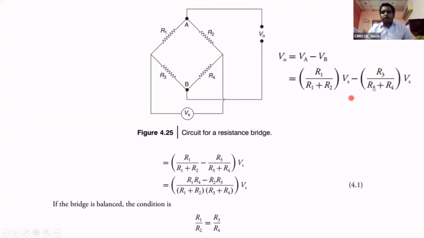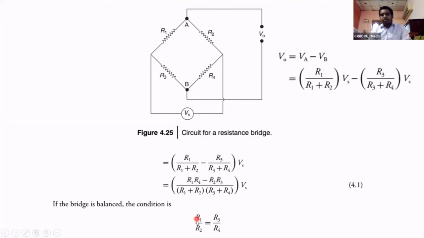So VA can be written as R1 by R1 plus R2 into Vs. VB can be written as R3 by R3 plus R4 into Vs by using the voltage division rule. I have already given that rule in previous slides. If you have any doubts, please see that slide. Now Vs is common. You can take the common Vs, and further rearranging this equation, we get this equation. Here we are arranging R1, R2, R3, R4. This is the condition for bridge balance.